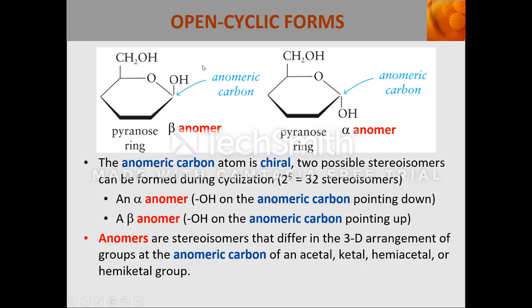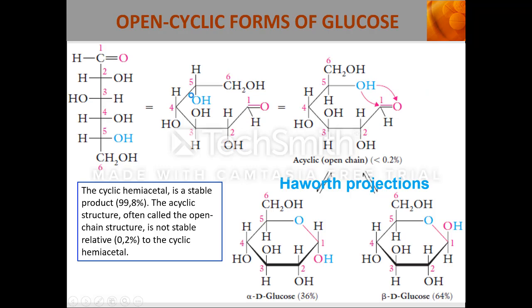As I explained before, the anomeric carbon atom is chiral, and two possible stereoisomers can be formed during cyclization, and the number of stereoisomers increases from 16 to 32. For the alpha anomer, the OH on the anomeric carbon points down, and for the beta anomer, the OH on the anomeric carbon points up. The cyclic hemiacetal of glucose is a stable product.